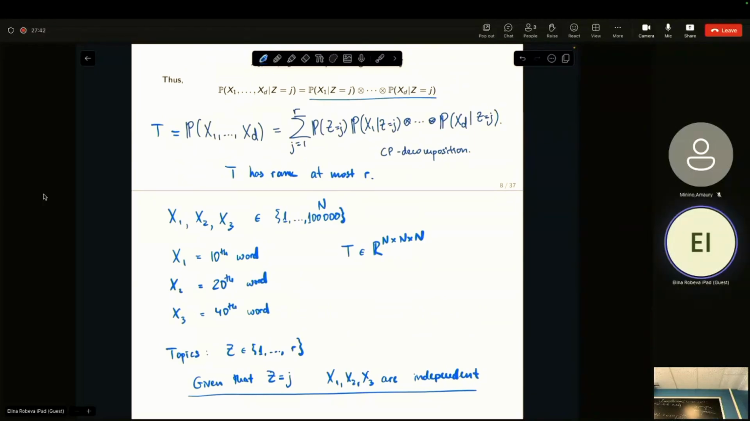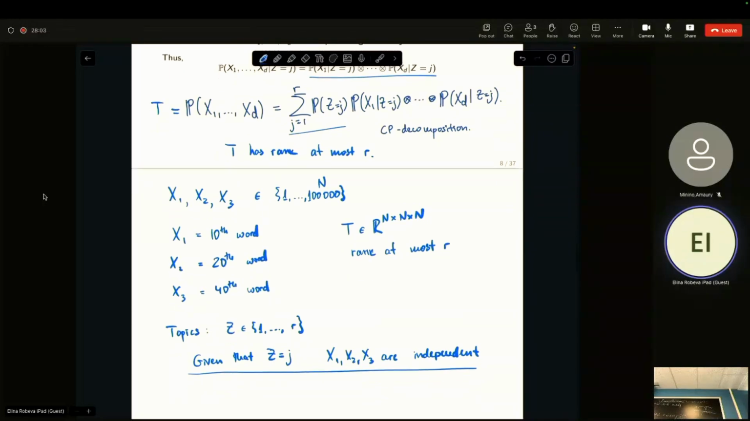And then if you sum over all the different topics, then the joint distribution tensor T will have rank at most R. Does that make sense? I guess I can't see anything, so maybe you're nodding, maybe not.